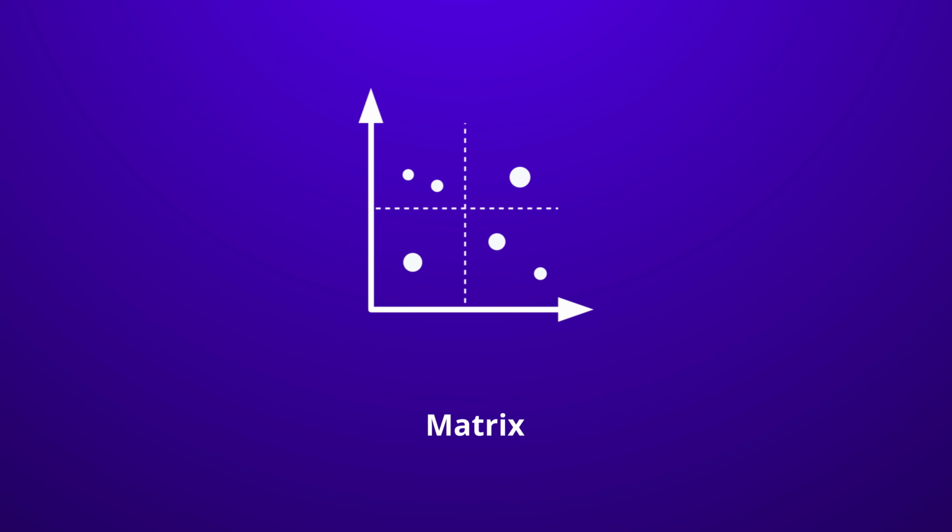A matrix, on the other hand, enables a more detailed analysis. By plotting your AI opportunities along two dimensions, such as impact and complexity, you get a clearer picture of which projects provide the biggest payoff with minimal effort. For example, a project that scores high on impact but low on complexity is a quick win, perfect for short-term execution.